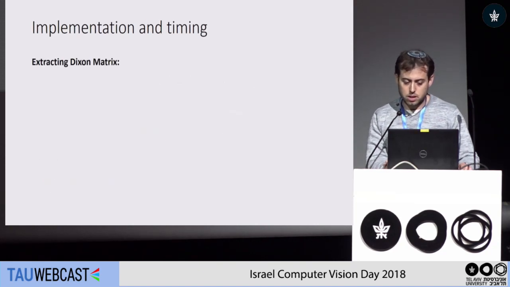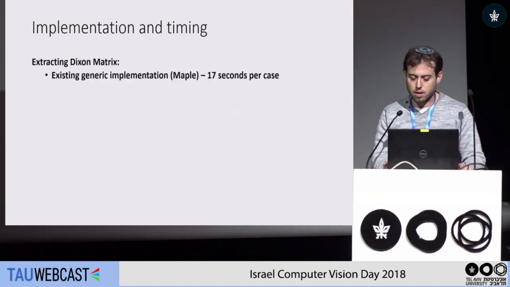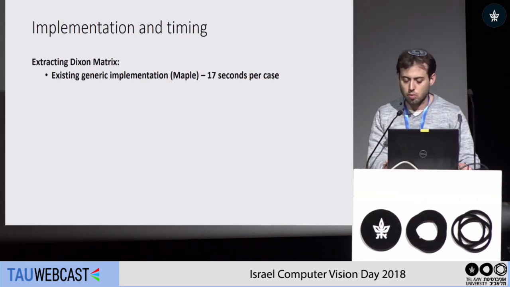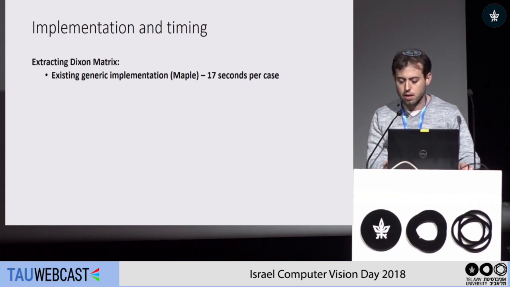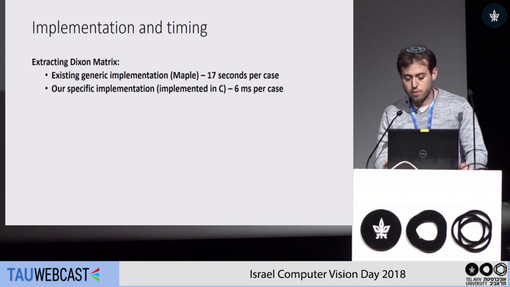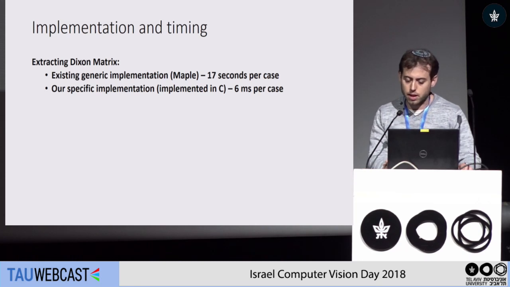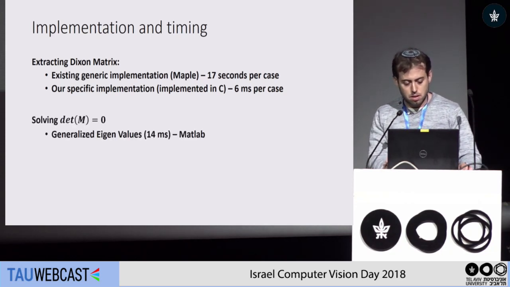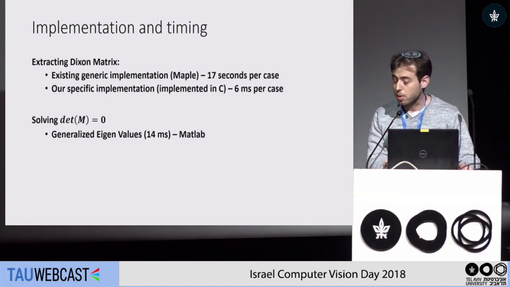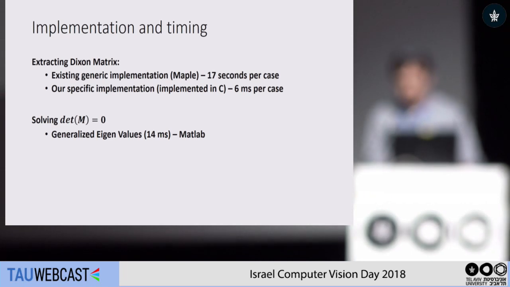Some implementation details. Extracting the Dixon matrix is a heavy symbolic operation which takes, in the generic implementation, 17 seconds per case, which is too much. However, we designed a specific implementation which we implemented in C, which takes only 6 milliseconds per case. For solving the determinant of M equals 0, we use the generalized eigenvalues method implemented in MATLAB, which takes 14 milliseconds. More details about our implementation can also be found in the paper.